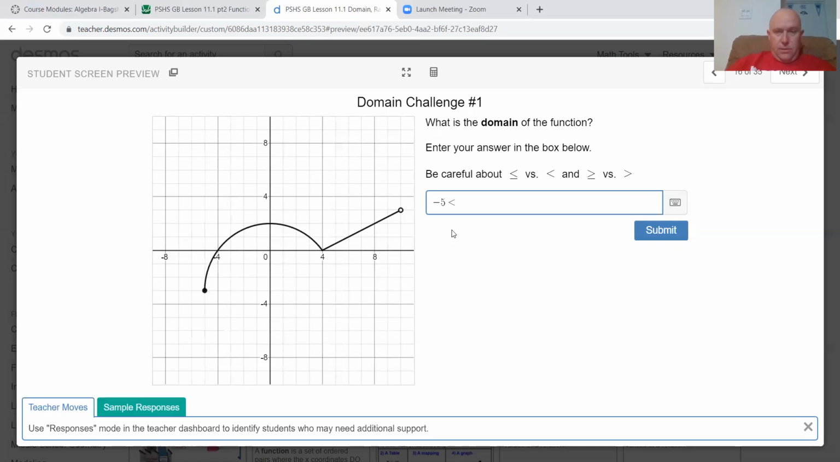And I can see it's the closed circle as well, which means I need equal to. So as I type this, as I click the equals, notice how it draws less than or equal to as well. I'm gonna put my x there because I'm talking about domain. Oh, and now it started to shade this in. I wasn't sure it was gonna do that.